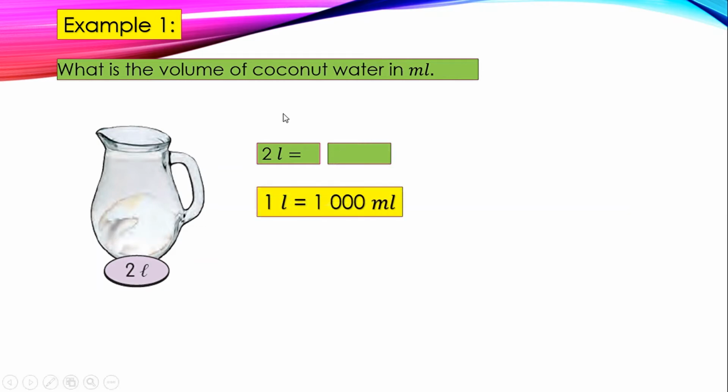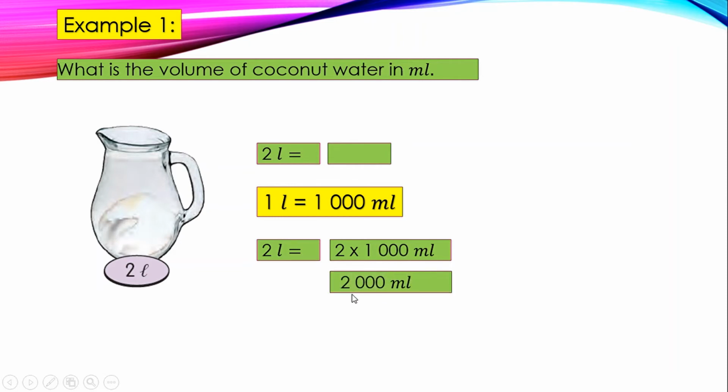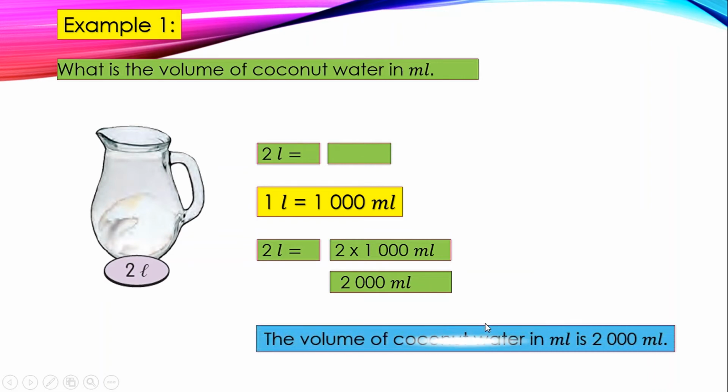Remember the previous lesson, 1 liter equal to 1000 milliliter. So 2 liter equal to 2 multiplied by 1000 milliliter. And the answer is 2000 milliliter. So the volume of coconut water in milliliter is 2000 milliliter.